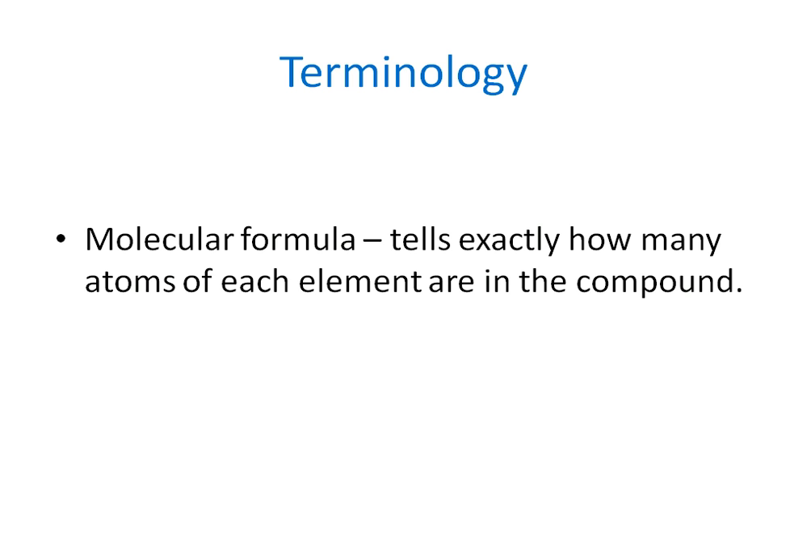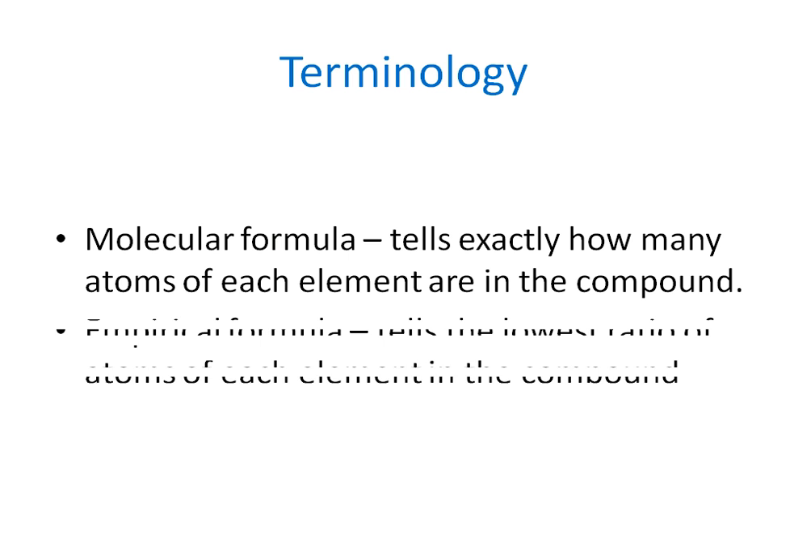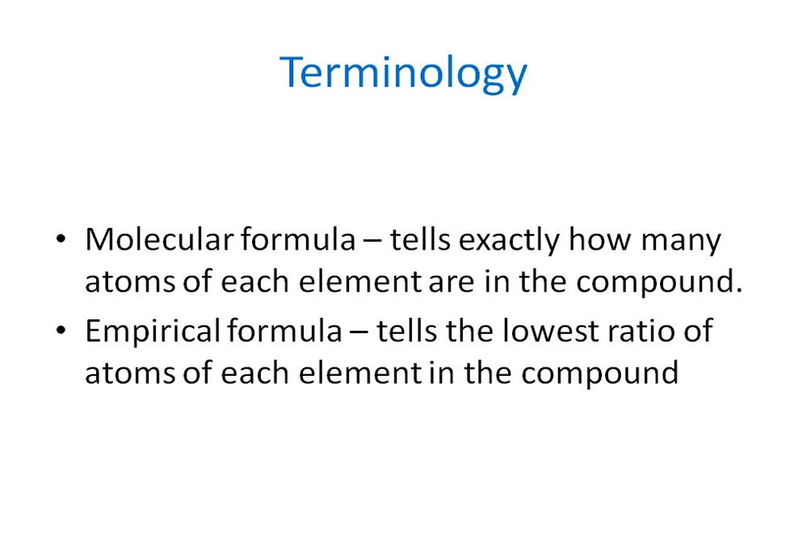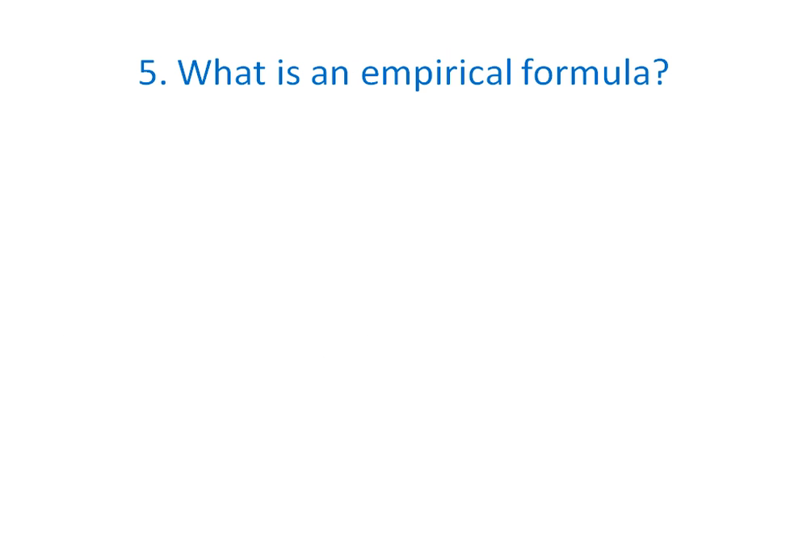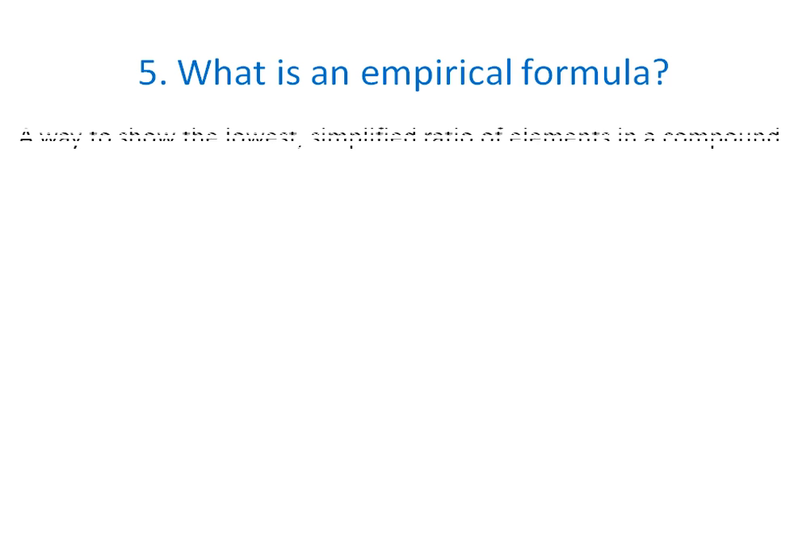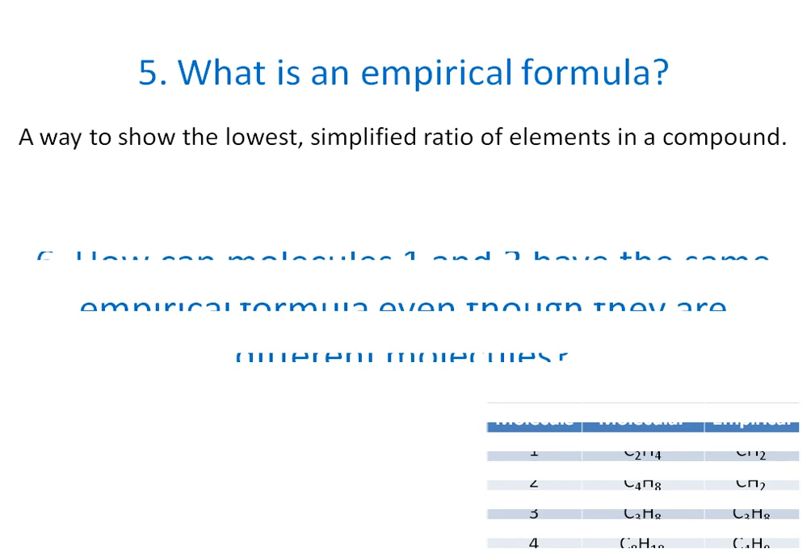Some more terminology. A molecular formula tells us exactly how many atoms of each element are in the compound. An empirical formula, on the other hand, tells the lowest ratio of atoms of each element in the compound. What is an empirical formula? We just defined it. It is a way to show the lowest simplified ratio of elements in a compound.